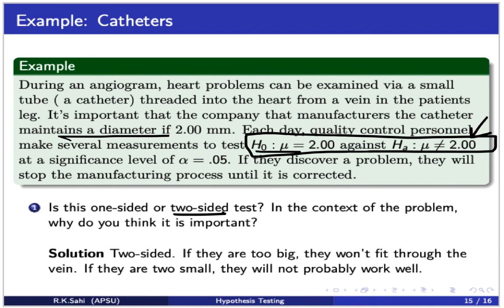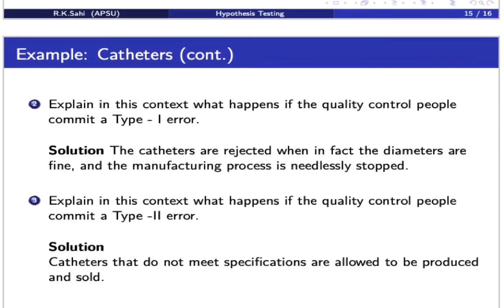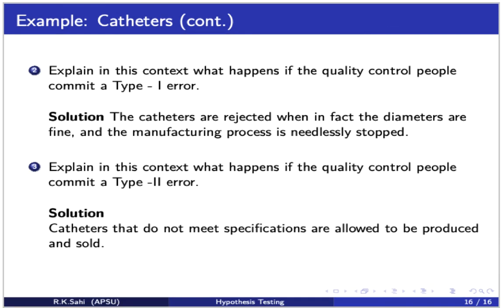And now let's look at another kind of question which can come. Explain this in context. What happens if the quality control people make a type 1 error or a type 2 error? So let's see what happens if the quality control people make a type 1 error. The catheters are rejected. Now, type 1 error means the null hypothesis is true. That means the manufacturing company is exactly making the diameters right, but they reject it. So what is going to happen? The manufacturing process is needlessly stopped when there was no need of doing it.